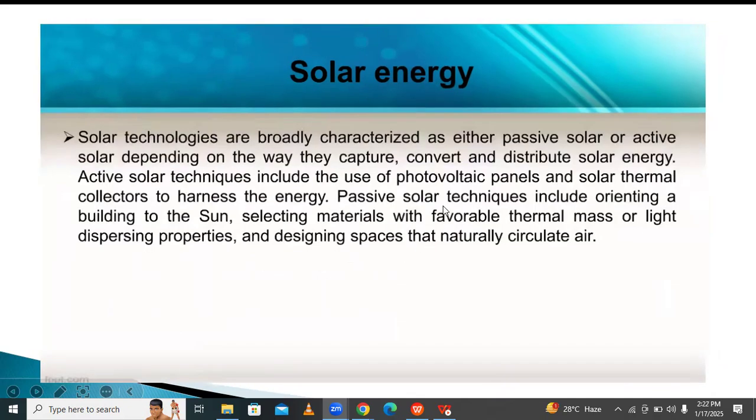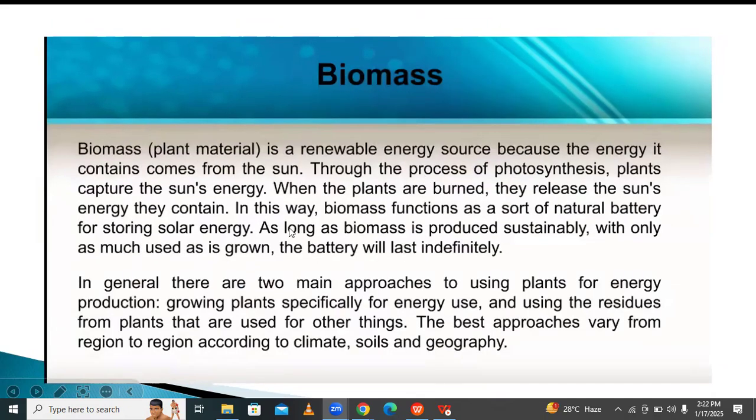Next is biomass energy. Biomass is plant material. It is a renewable energy source because the energy it contains comes from the sun. The sun is available, so biomass will also be available in future. That's why it comes under renewable energy sources.